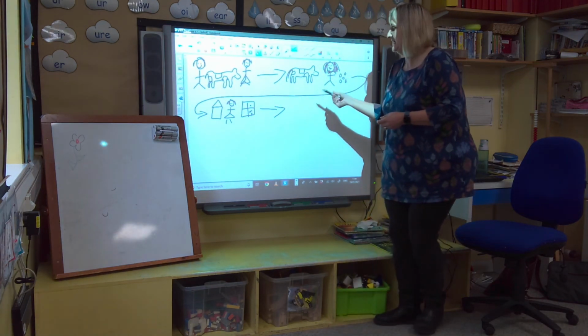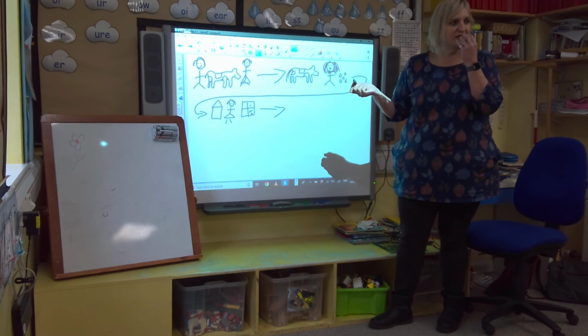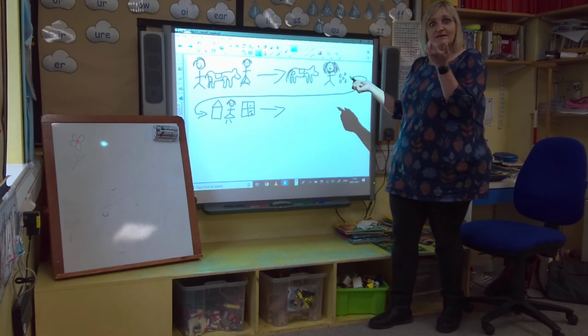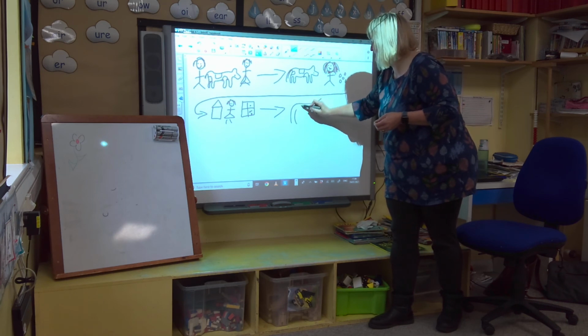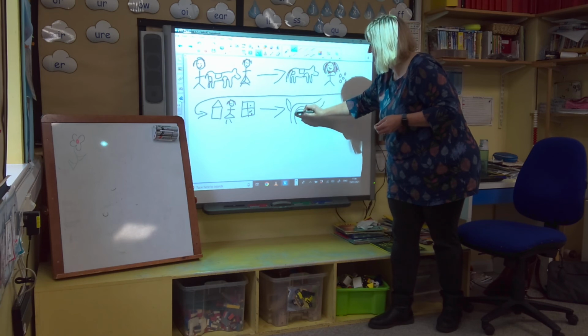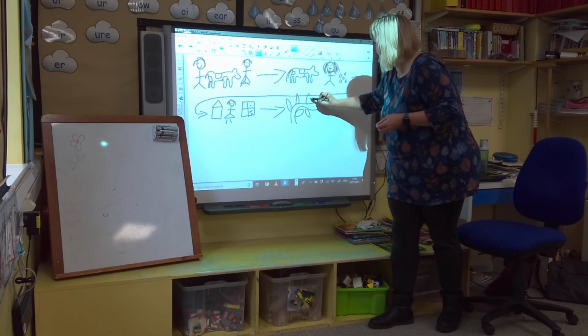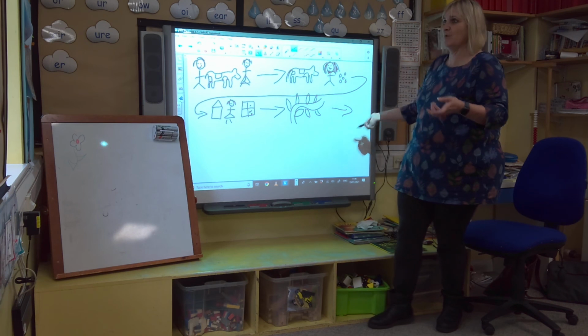And then my next bit is what happens after the beans go out of the window? The beanstalk grows. So I'm going to draw myself a big beanstalk with the leaves on it. And then your next picture obviously will be Jack climbing the beanstalk, and then what happens next.